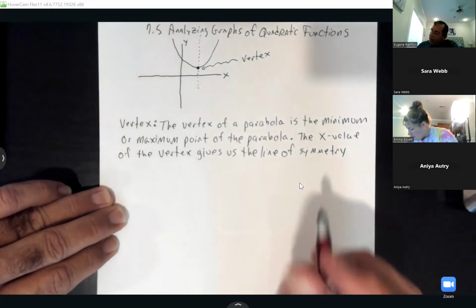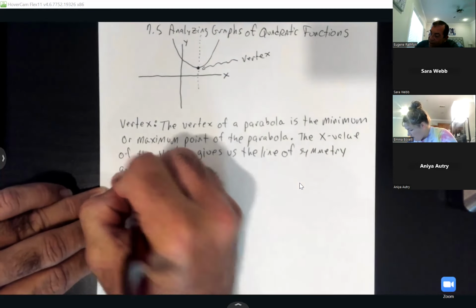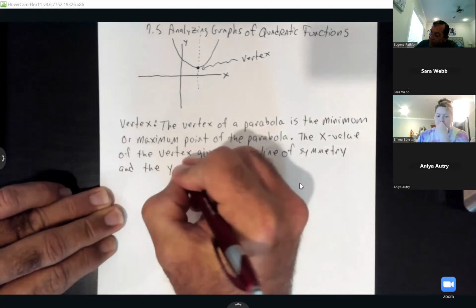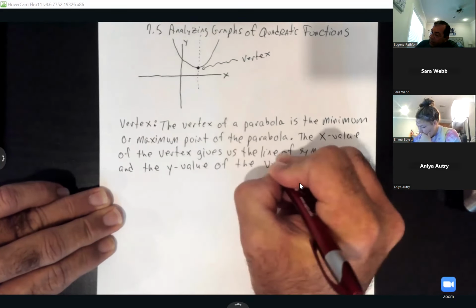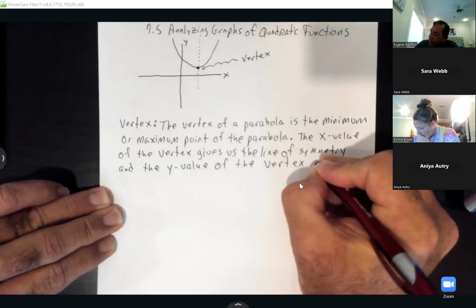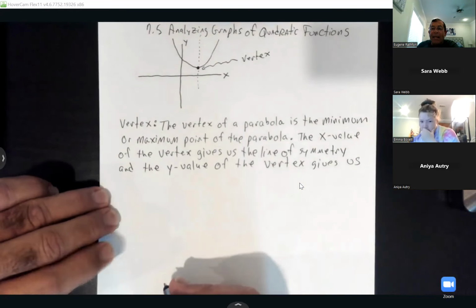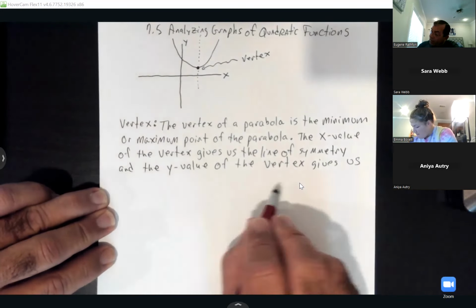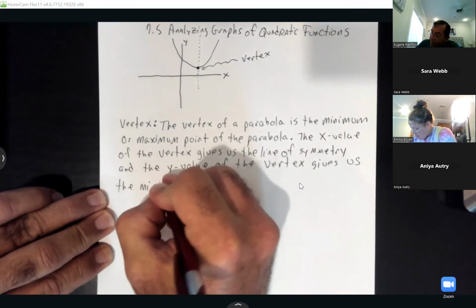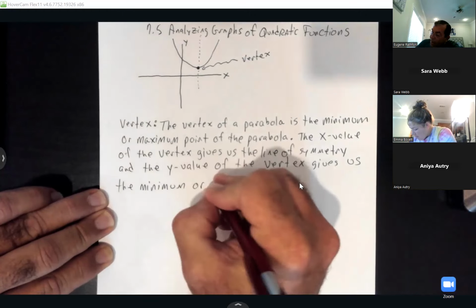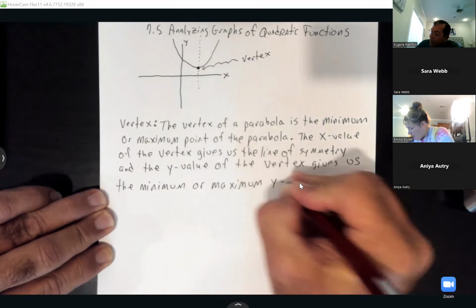Okay. So the x value of the vertex gives us the line of symmetry, and the y value of the vertex gives us the minimum or maximum y value. So it gives us the minimum or maximum y value.